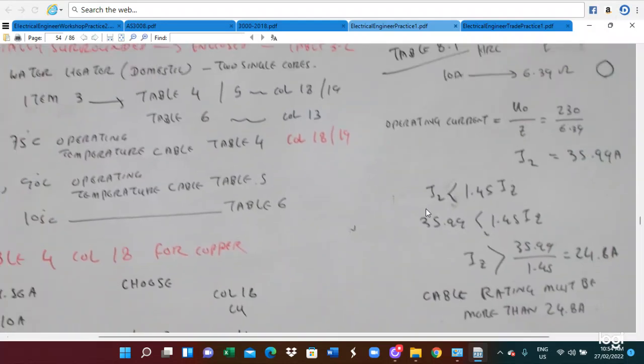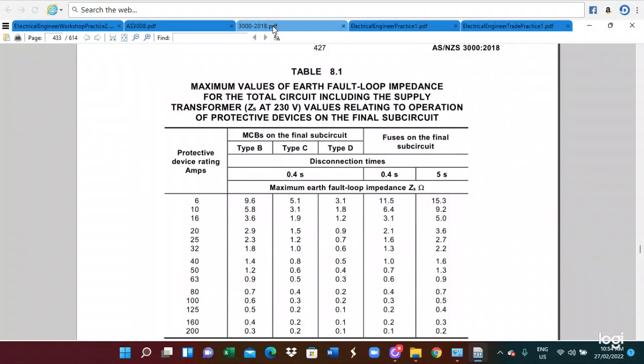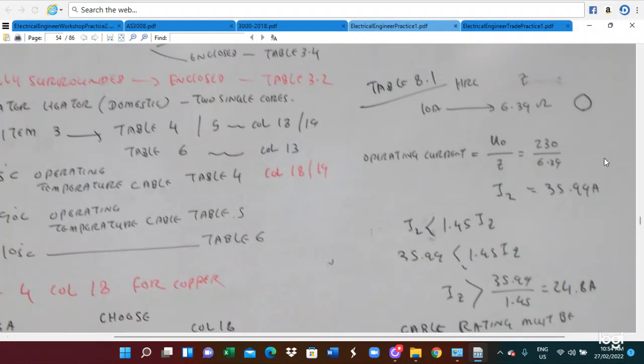For the I2 operating current, if you select a 10 ampere fuse rating, we have the appropriate table 8.1. Here you see table 8.1. If you select a protective device rating of 10 ampere, in this case the fault loop impedance is 6.4 ohm. So this 6.4 ohm is the fault loop impedance. So 230 divided by 6.4 ohm, then we can calculate the operating current. 230 by 6.4 is 35.94 ampere.